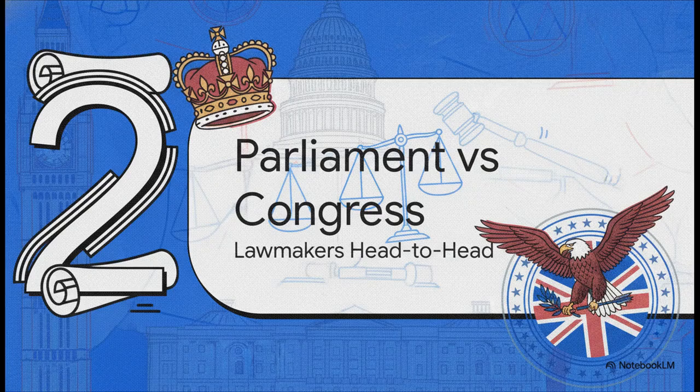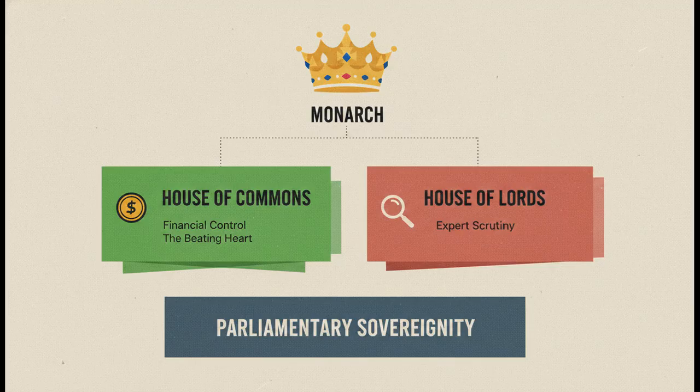Moving right along to Section 2, Parliament versus Congress. It's time for the lawmakers to go head-to-head. Let's look first at the British Parliament. Think of it like a three-part machine. You've got the monarch, the House of Commons, and the House of Lords.